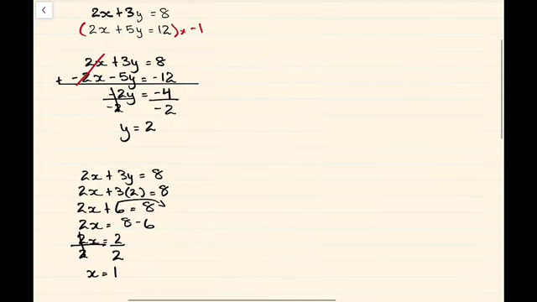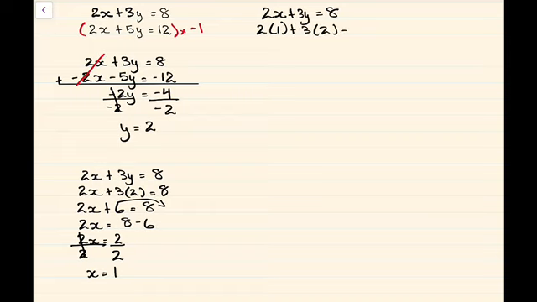But to check our answer, what we're going to do is use the same equation from the beginning, 2x plus 3y is equal to 8. And we're going to substitute both x and y to see whether we get back 8. So x is equal to 1 and y is equal to 2. 2 times 1 is 2 and 2 times 3 is 6. And we know that 6 plus 2 is 8, so 8 is equal to 8.